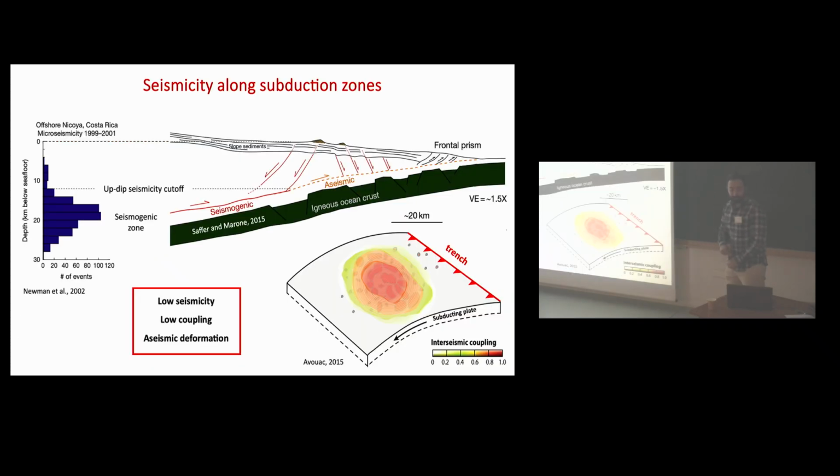Seismicity along subduction zones is mainly confined within 10 and 30 km of depth in a region known as the seismogenic zone. Above the seismogenic zone, subduction zones mainly accommodate deformation in an aseismic way. This aseismic deformation is supported by the absence of regular seismicity as well as by the low interseismic coupling observed along these shallow depths.